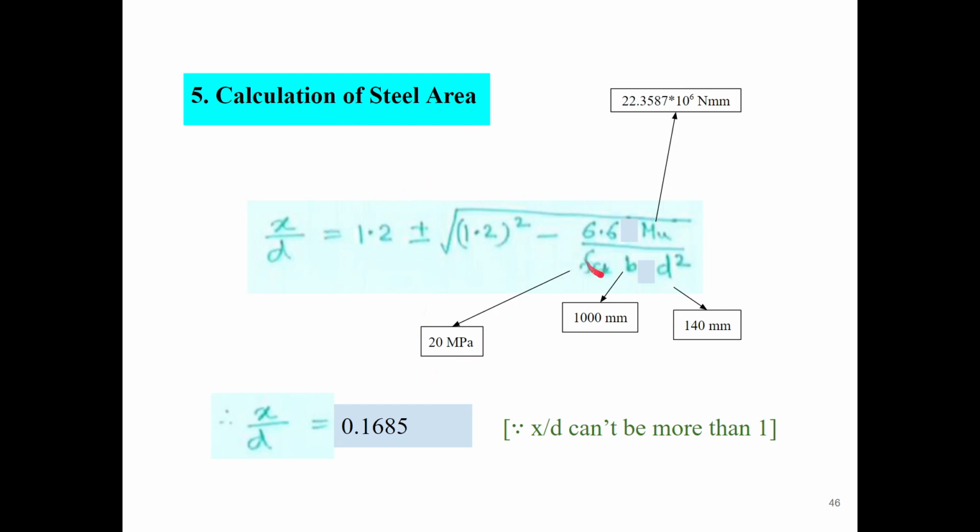In this case Mu is 22.3587 kilonewton meter, fck is 20 megapascal, b is 1000 mm, d is 140 mm. Plugging in all the values, we get the x by d value as 1.2 plus or minus something. As x by d cannot be more than 1, we don't take the plus value, we always take the minus. 1.2 minus something comes to 0.1685. So x by d is equal to 0.1685.